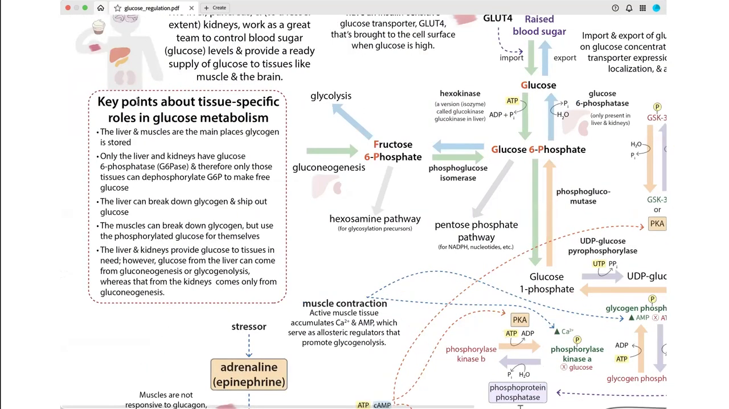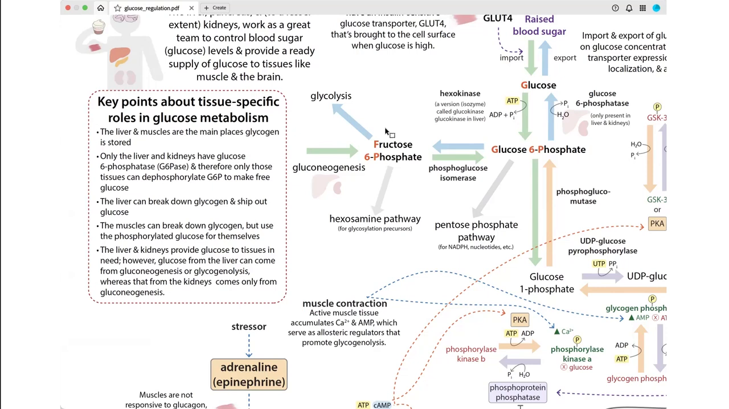So, key points about tissue-specific roles in glucose metabolism. Our liver and muscles are the main places that glycogen is stored. Remember that the process of making glycogen is called glycogenesis. So genesis, make; glycogen, that's what we're making. So the liver and the muscles are going to do a lot of glycogenesis in response to elevated blood sugar. And the hormone that's released in response to elevated blood sugar is going to be insulin. And so we'll look and see how insulin is actually able to make these changes come about.